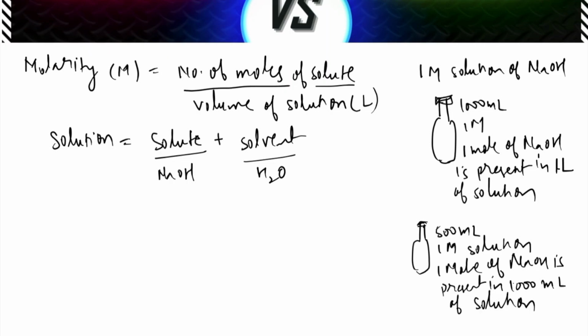So you must be wondering, if it is written 500 ml but I'm writing 1000 ml. The reason is that here I'm talking about 1 molar solution. 1 molar solution always has the same definition. That means 1 mole present in 1000 ml of the solution. Obviously, if it is 500 ml, then the number of moles would be different. So it's a simple unitary method.